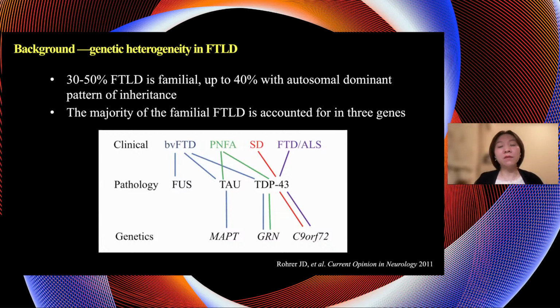However, the good news is that 30 to 50, up to 40 percent of FTLD patients are familial. When I say familial, I mean that there is a first or second degree relative with a diagnosis of one of the FTD syndromes or a motor neuron disease, ALS, or primary lateral sclerosis, PLS. The majority of familial FTLD is accounted for by three main genes: the MAPT gene, the granulin gene mutation, and the repeat expansion of C9orf72.